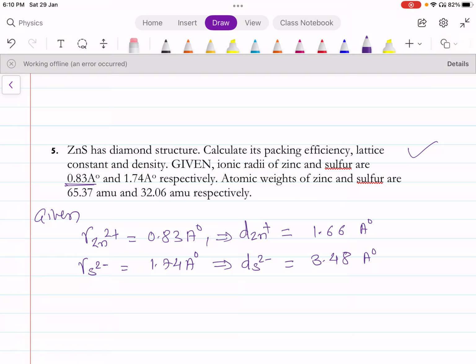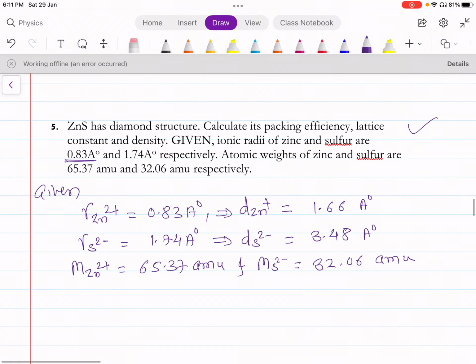So this is given, and in addition to that, atomic weight is given, m. Atomic weight or molecular weight. Atomic weight of zinc is given, which is 65.37 AMU, and atomic weight of sulfur is also given, which is equal to 32.06 AMU, and it is a diamond type structure. These are the given quantities.